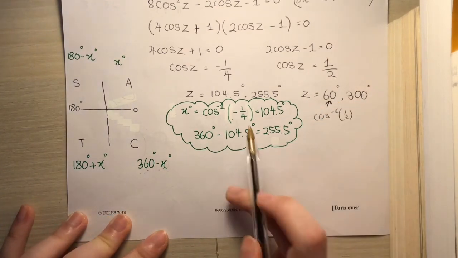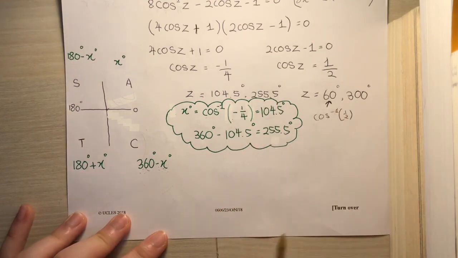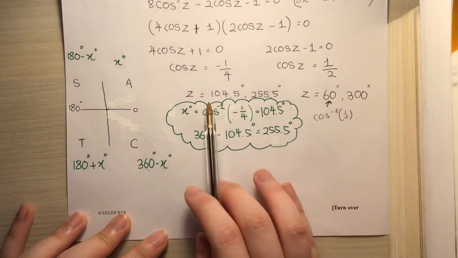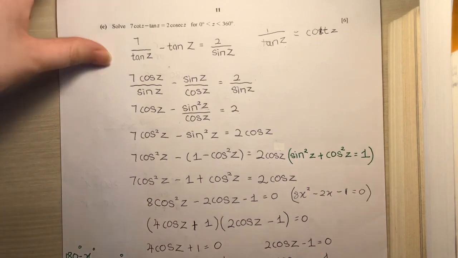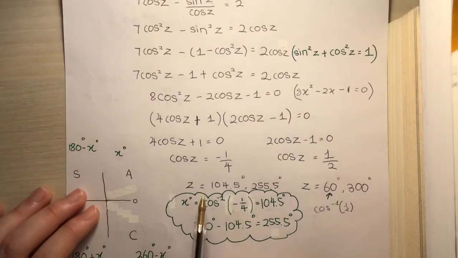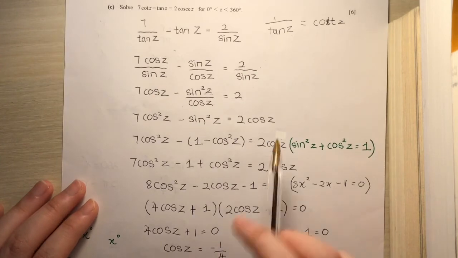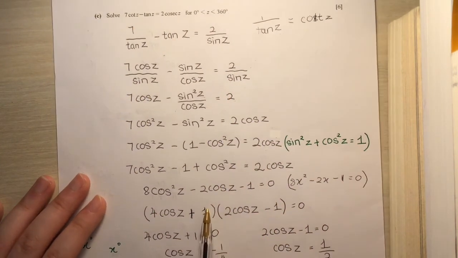So in the end, you will get 4 different answers for z, and you need to find all these 4 answers correctly to get all 6 marks in this question. But do not worry, you will get marks as you simplify this original equation to this point.